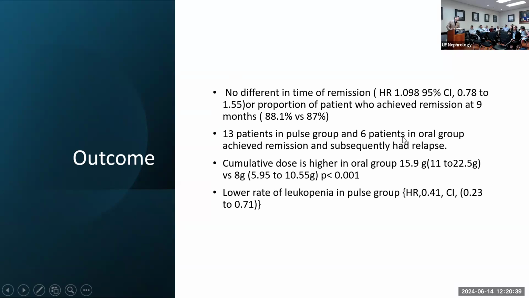But we didn't mention anything very wrong in this study. The cumulative dose is higher in the oral group, and the side effect rate is also higher, with a higher rate of leukopenia in the pulse group. So when you look at this study, what you see is that oral cyclophosphamide is as good as IV, but has the potential to cause more side effects because of the high accumulated dose.